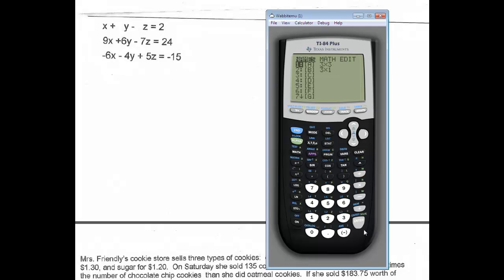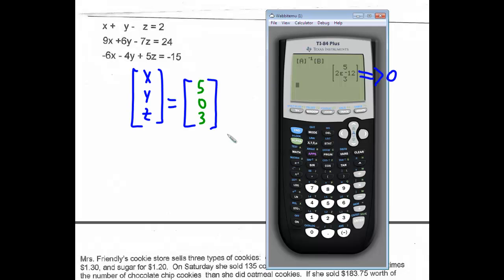Second matrix, enter. Second inverse, inverse key. Second matrix, arrow down to B, enter, and enter one more time. We get 5, 2e to the -12th, and 3. This right here is the same thing as 0. So the answer matrix is 5, 0, 3. And that includes matrices.